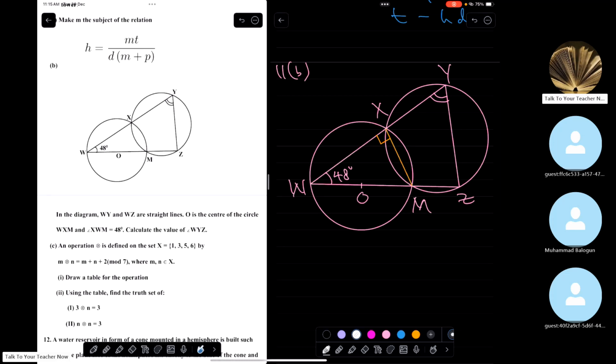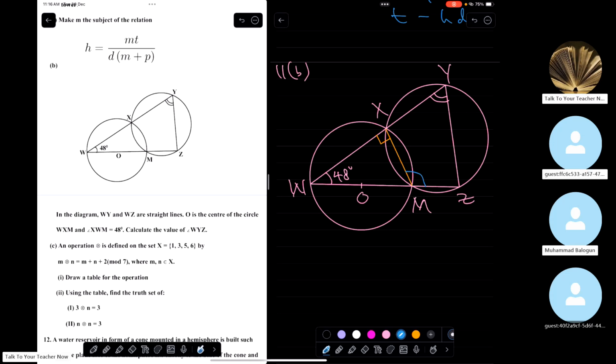So now, having known that, what else do we need? Who can tell me what this angle is? What's angle XMZ? Who can tell me what angle XMZ is? There's a thumbs up for you if you get that. So angle XMZ equals 138. What's your reason for that, please?